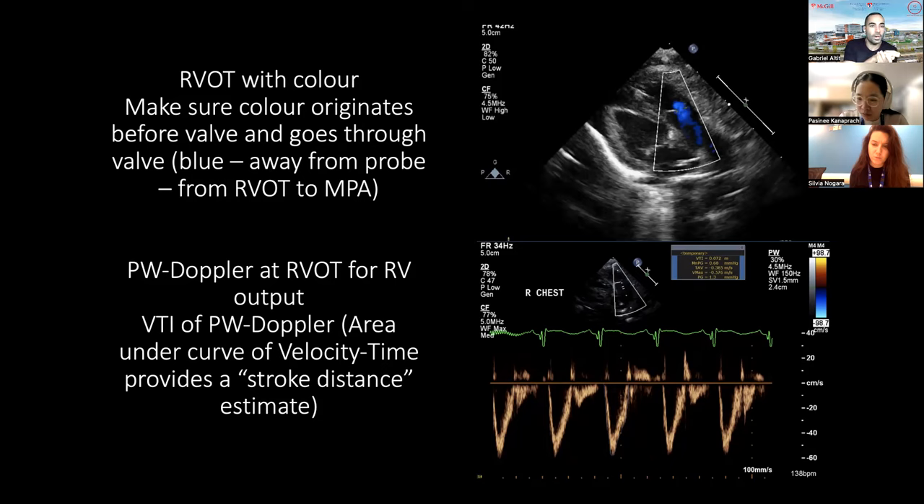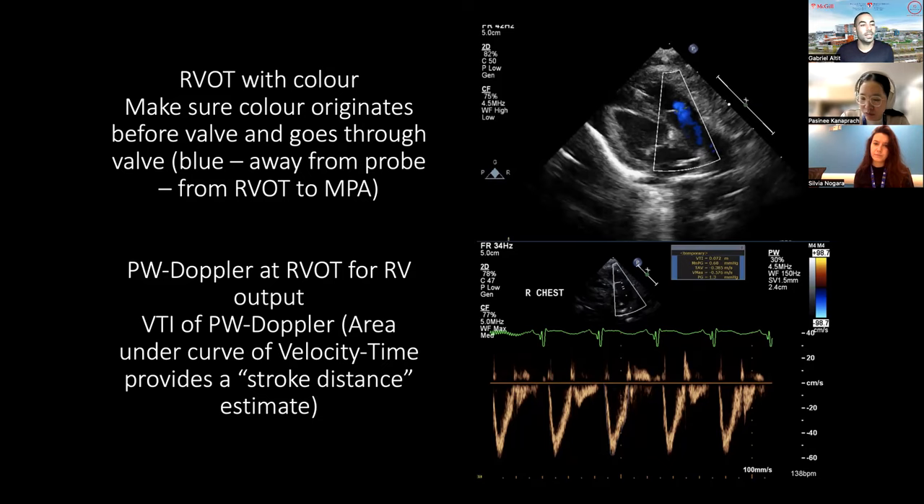And on the contrary, if you have a structure with low velocity blood flow, you want to decrease your Nyquist to see the blood flow. For example, pulmonary veins, coronary arteries, because the coronary artery blood flow is typically in diastole, so it's a low velocity flow. SVC. But I'll give you an example.